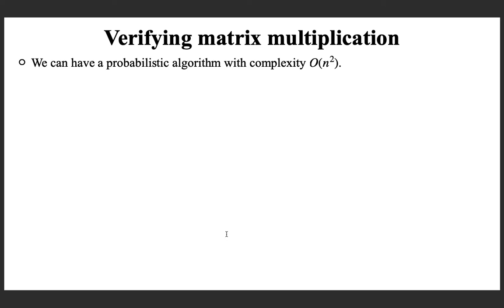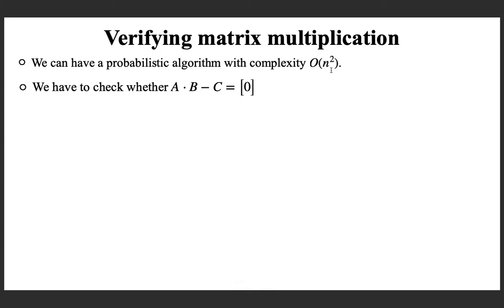But we can have a probabilistic algorithm. We shall see a Monte Carlo algorithm in this lecture, whose complexity is upper bounded by order of n square. That is useful because we are getting a more efficient way of verifying matrix multiplication.